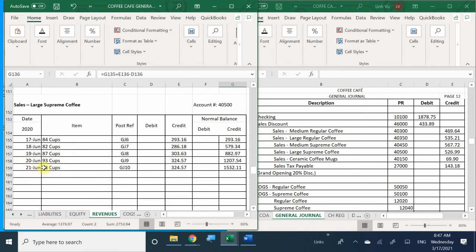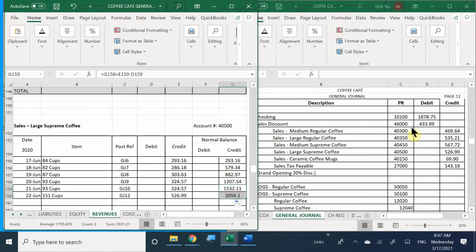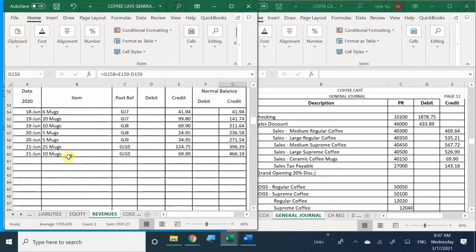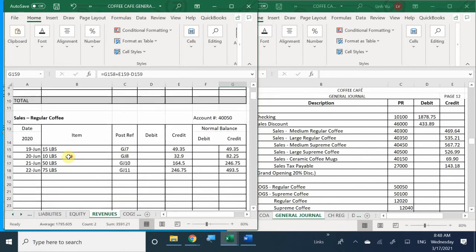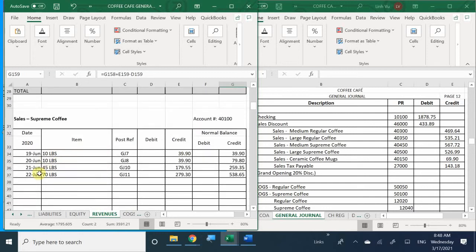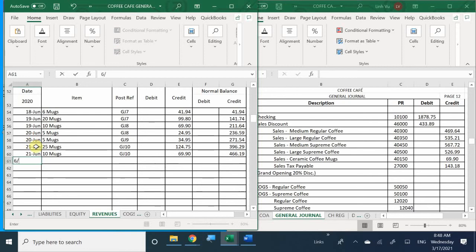How many large supreme coffees did I sell? 151. So what is now my grand total here? 5910. All right, last we got to go up to our ceramic coffee mugs. We sold 10.